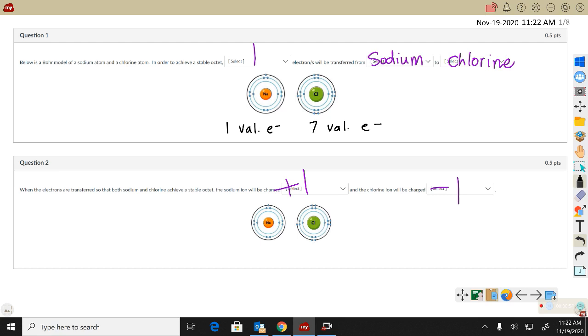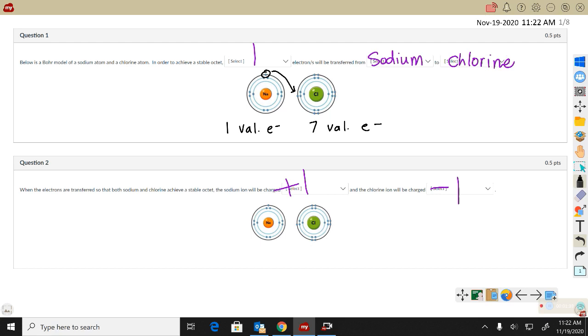Well, then we could just take this 1 electron from sodium and transfer it over to chlorine. 1 electron will be transferred from sodium to chlorine. Now, sodium's outermost level would be the 2nd, but it would be full with 8, and chlorine can gain 1 to fill the 3rd energy level with 8 electrons.